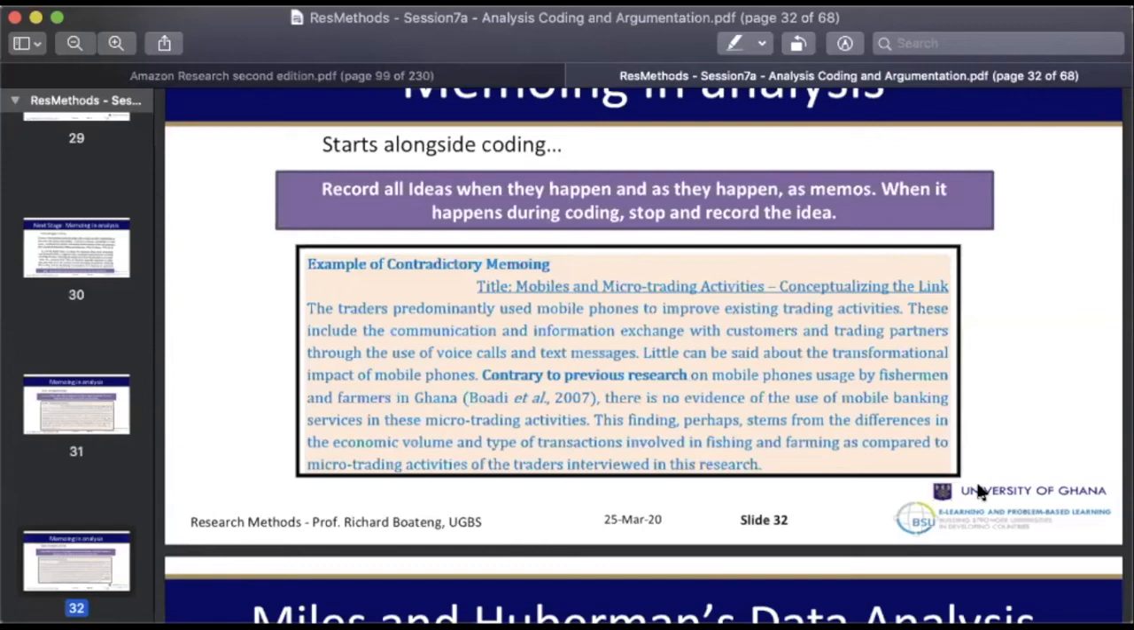So what are we trying to say? It means that what you are seeing here is in contrast to what was said in the literature concerning Ghana. That's why it goes on to say that this finding perhaps stems from the differences in economic volume and then type of transactions. The economic volume of fishermen and farmers is quite different from the economic volume of traders in the marketplace. So he's trying to say that when you look at those big volumes, maybe mobile banking will be needed. But for the volumes that he is looking at for the market women she is exploring, none of them has gone for mobile banking. So we have a contradictory memo in here.